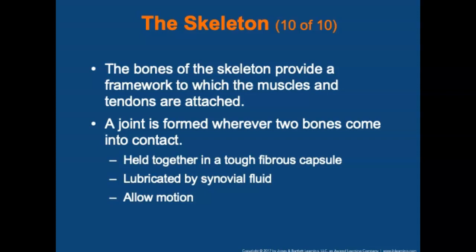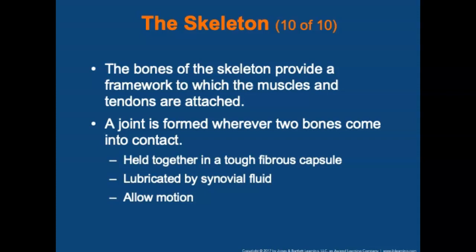A joint is formed wherever two bones come into contact. Joints are held together in a tough fibrous structure known as a capsule, which is supported and strengthened in certain key areas by bands of fibrous tissue called ligaments. In moving joints, the ends of the bones are covered with a thin layer of cartilage known as articular cartilage. Joints are bathed and lubricated in synovial fluid, which is joint fluid.